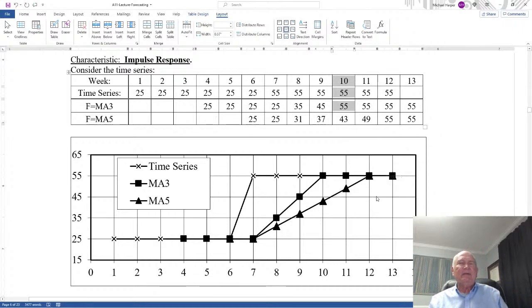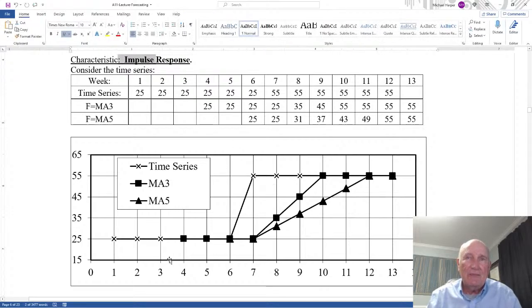So notice what's happening here. My time series is coming along, and I have a significant change in my time series. When you have a significant change, like a step function, that's referred to as an impulse. And that impulse is something that's important. You want to pay attention to it. You want to model it. You want to graph it. You want your forecast to move to it.